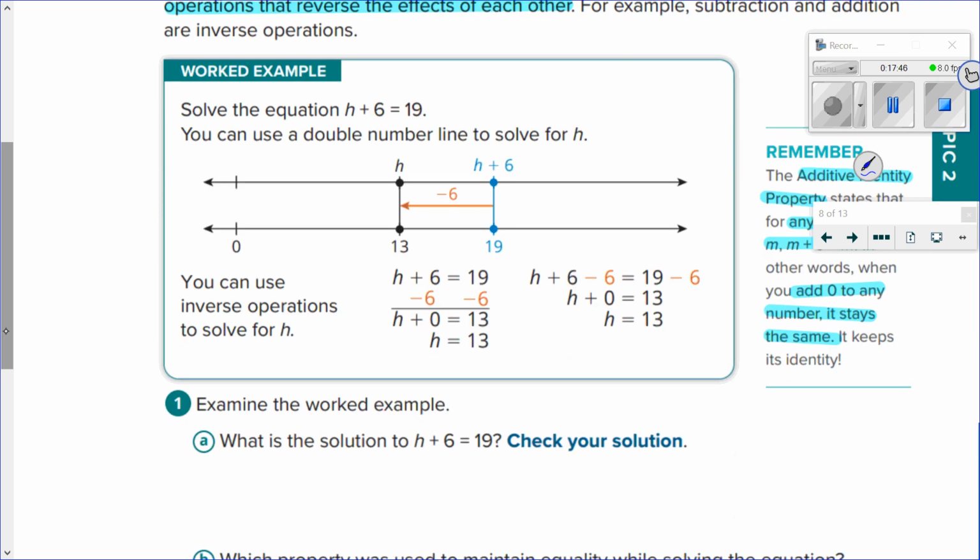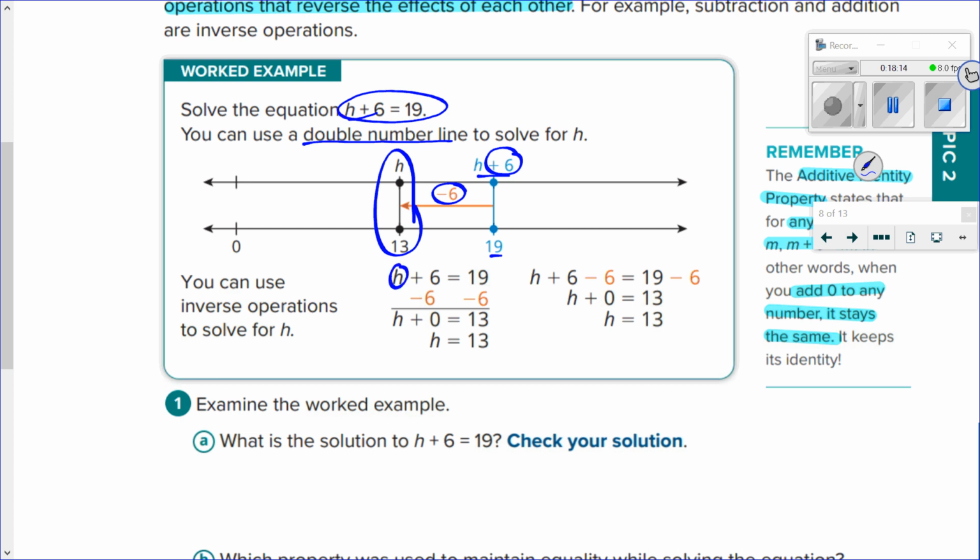So to solve the equation h plus 6 equals 19, I can use the double number line to solve for h. How? I'm at h plus 6 and 19. To get to h, I need to subtract 6 instead of adding 6. So that brings me back to h and 13. To solve it, and here's the way we taught you to do it the other day. If you didn't earmark that page, I recommend you do until you get comfortable with the process.